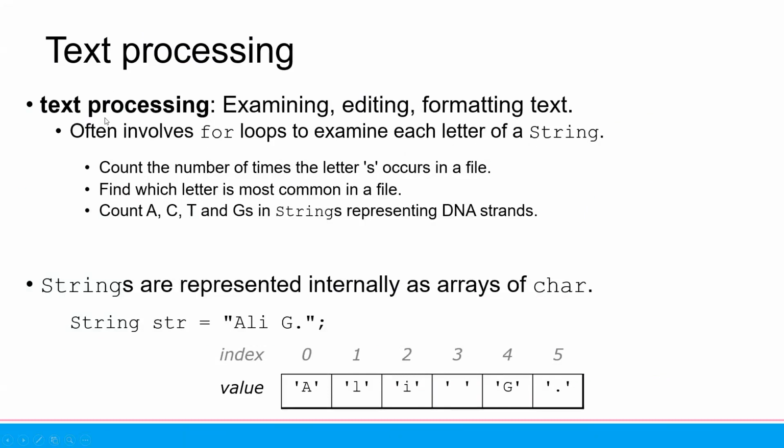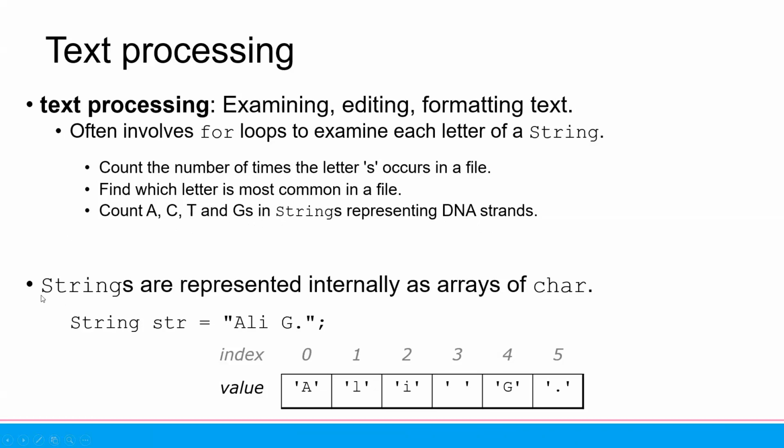In text processing, it means we want to count the number of times the letter S, for example, occurs in a file, and find which letter is the most common in a file. For example, I want to calculate DNA. You know DNA? We can have A, C, T, and G, and put them in a string. Then we can calculate how many A, how many C, how many T, and how many G.